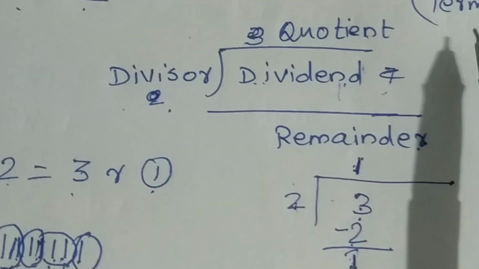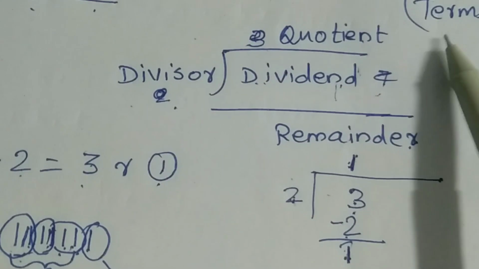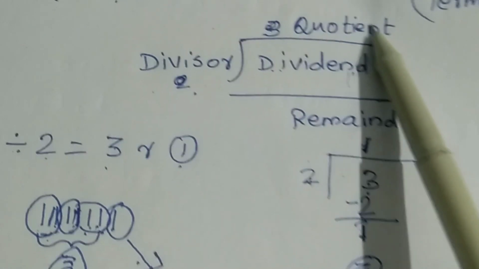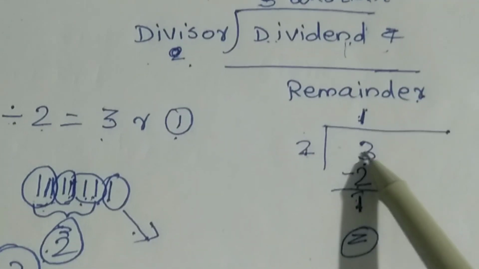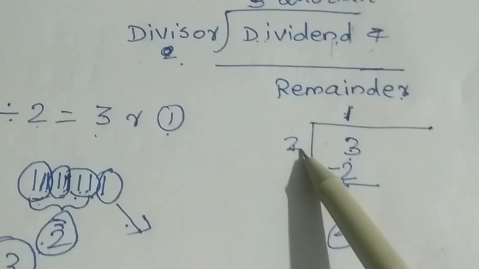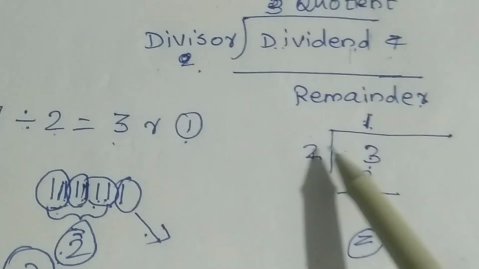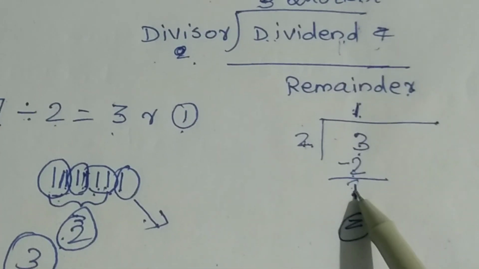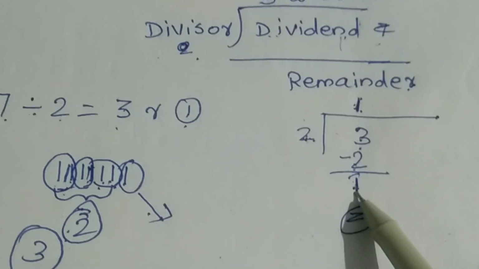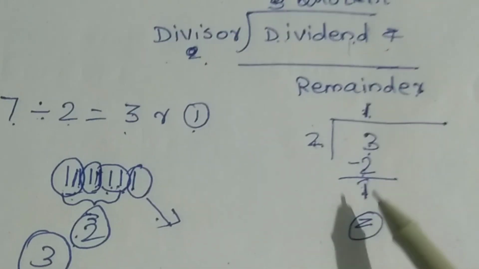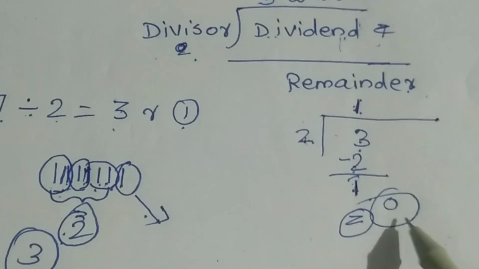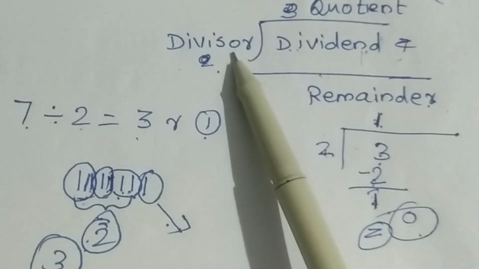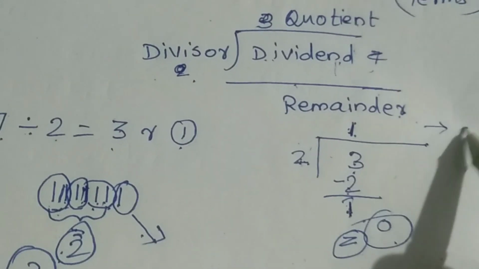We all are familiar with the terms of division. Here there will be the dividend, this number will be the divisor, and there will be the quotient and the remainder. Example, when we are dividing 3 by 2, we will get 1 as the quotient. That means 1 times 2 is equal to 2. Then while subtracting, we will get 1. So here the remainder is 1. When we are getting 0 as the remainder, we can say this dividend is exactly divisible by the divisor. That means the remainder should be 0.